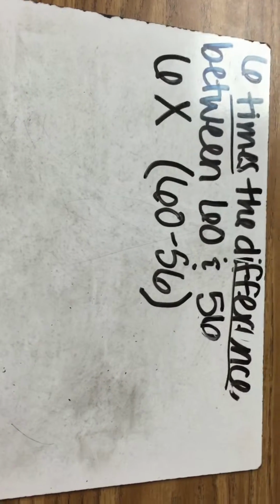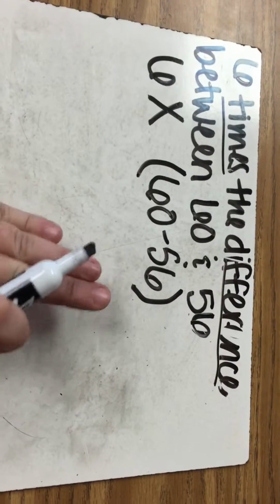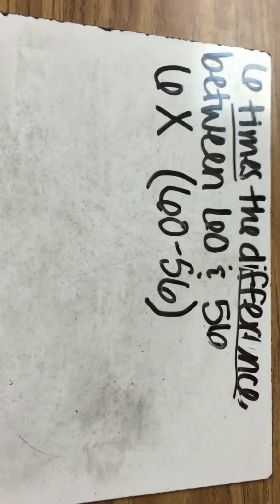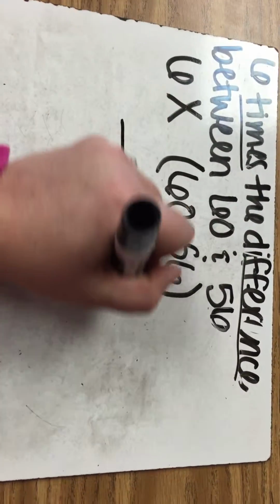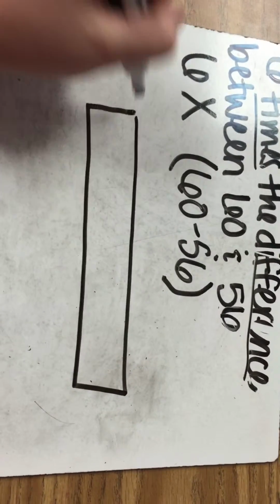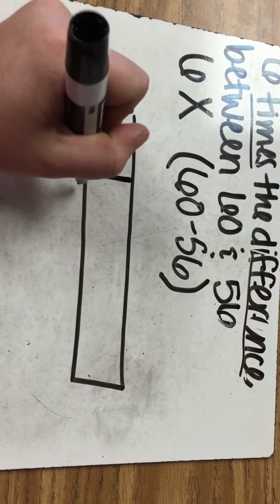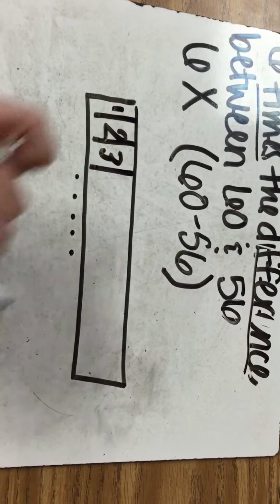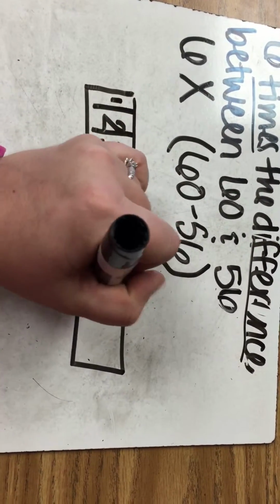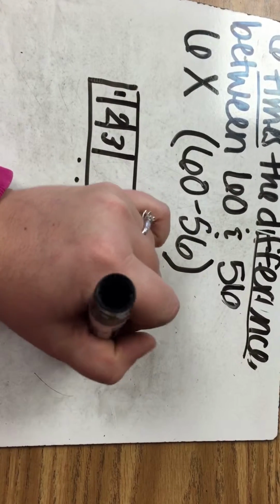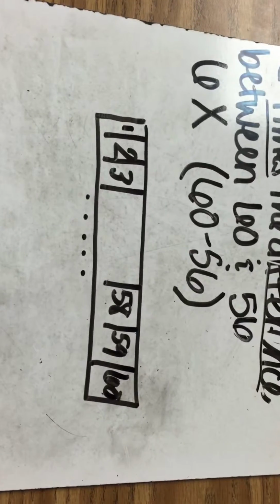Order of operations. So if we are going to solve 6 times the difference between 60 and 56, we may need to draw a model. So we are going to take 1, 2, 3. Now we can kind of skip a few in between. 58, 59, 60, because I don't have enough space to draw 60, so students may also use this kind of model.